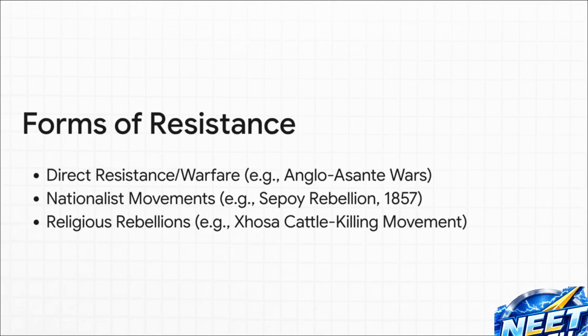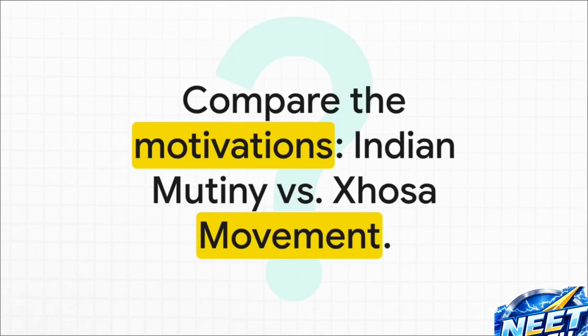Each one tells a unique story about the human response to being conquered. Okay, this is a perfect opportunity to practice a key historical thinking skill, comparison. I want you to pause right here and jot down a few notes comparing the core motivations of the Indian Mutiny and the Xhosa cattle killing movement. Go ahead. All right, you back?